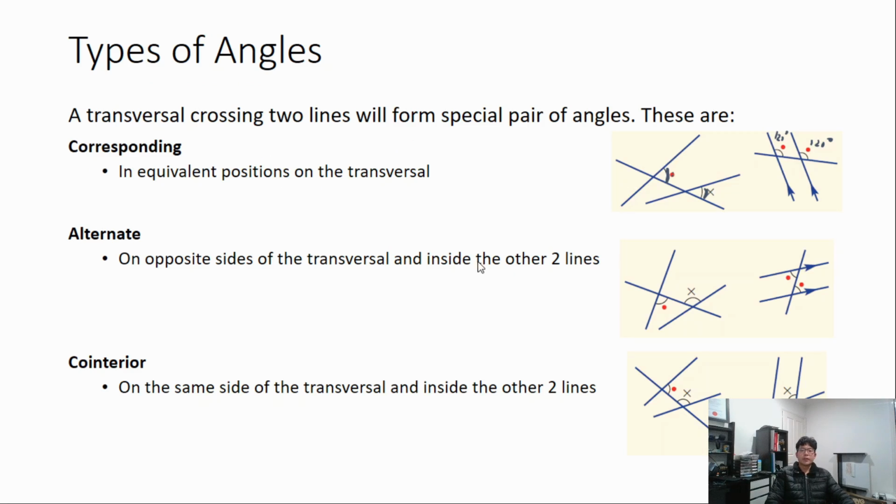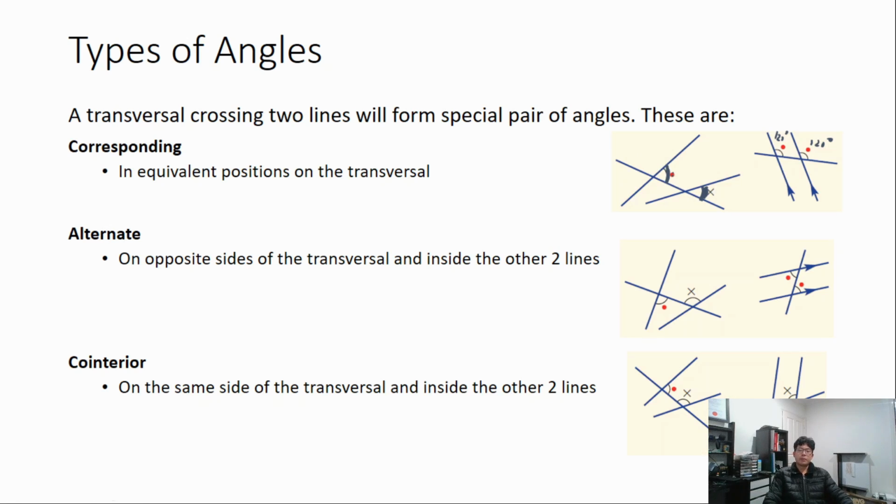So when a transversal crosses two lines, it will form a special pair of angles. Let's start off with the corresponding. The corresponding angles are in equivalent positions on the transversal. So our first step is to identify the transversal. That's this line going through the other two lines. And our first angle is over here. The corresponding angle to that is this one here, because they are in the same position on the transversal there.